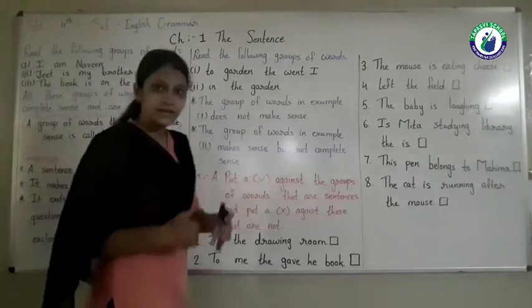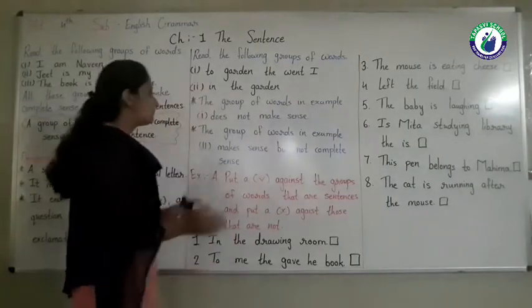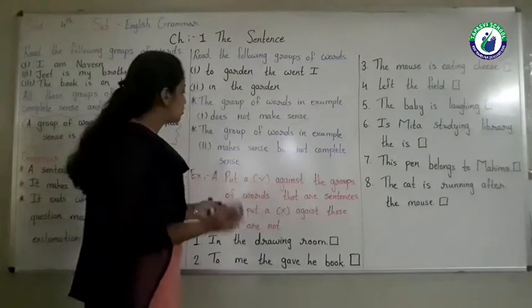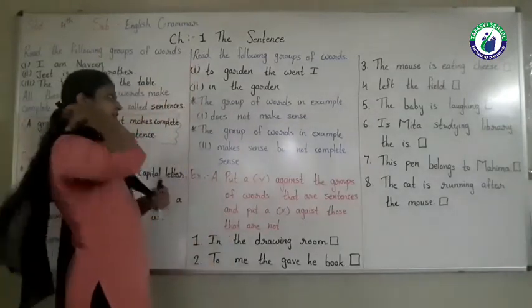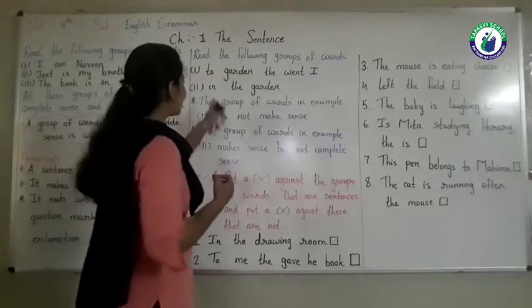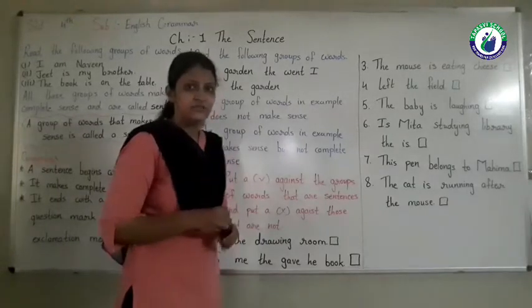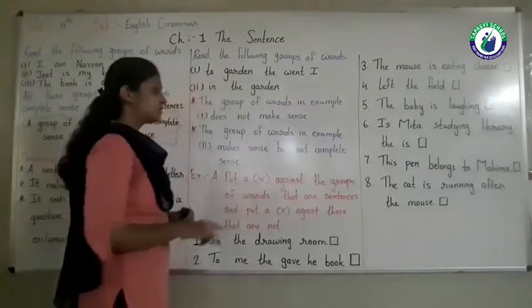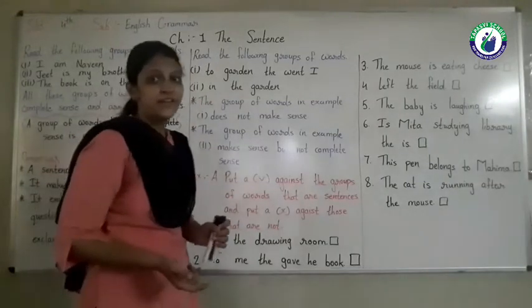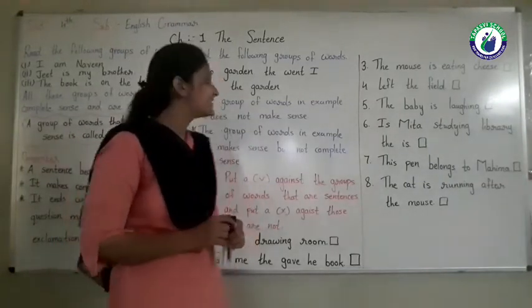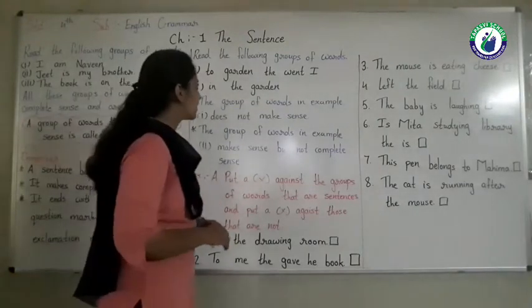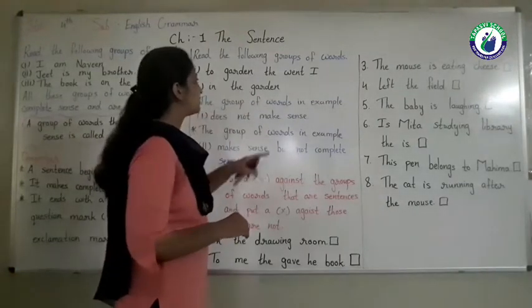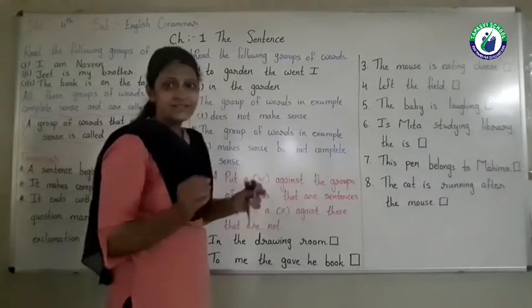The group of words in example number 2 makes sense but not complete sense. Example number 2 में देखिए उसका सेंस निकलता है. In the garden means उसका मीनिंग निकलता है but not complete sense. लेकिन उसका complete sense नहीं है. So we cannot say this. Both the examples are the sentences.